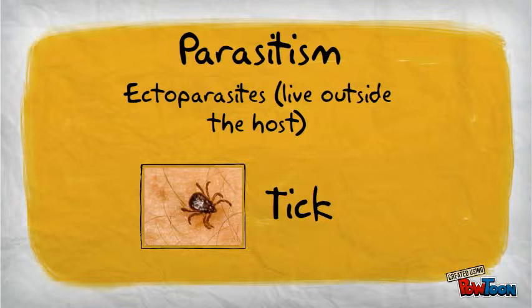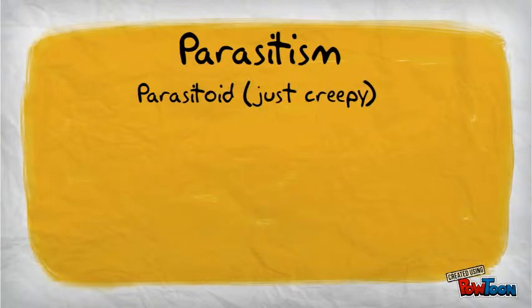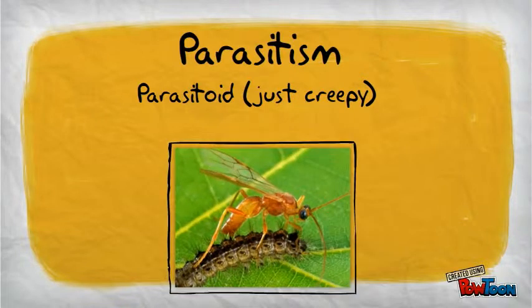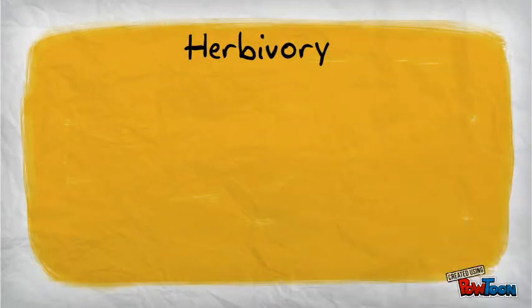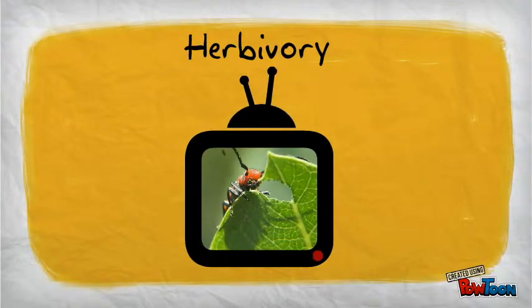Parasitoids often kill their host. Parasitoid wasps lay eggs on caterpillars. The eggs hatch, the larvae burrow into the caterpillars and slowly consume the caterpillar. Herbivory occurs when animals feed on the tissues of plants. Most of the time, herbivory does not kill the plant, but it may affect its growth and reproduction.